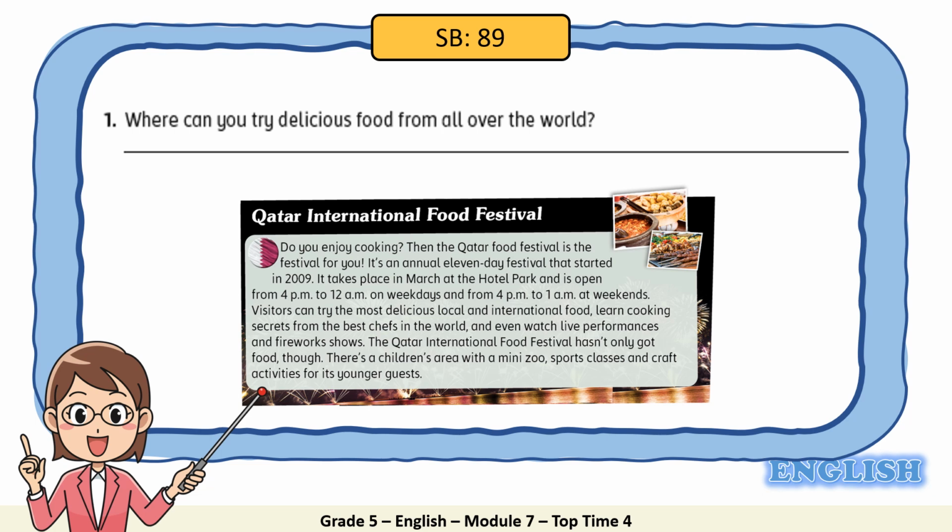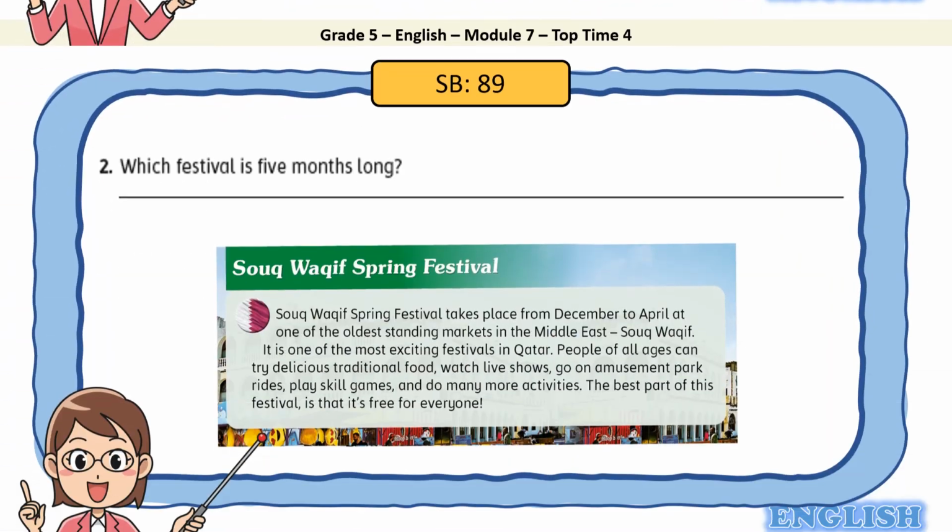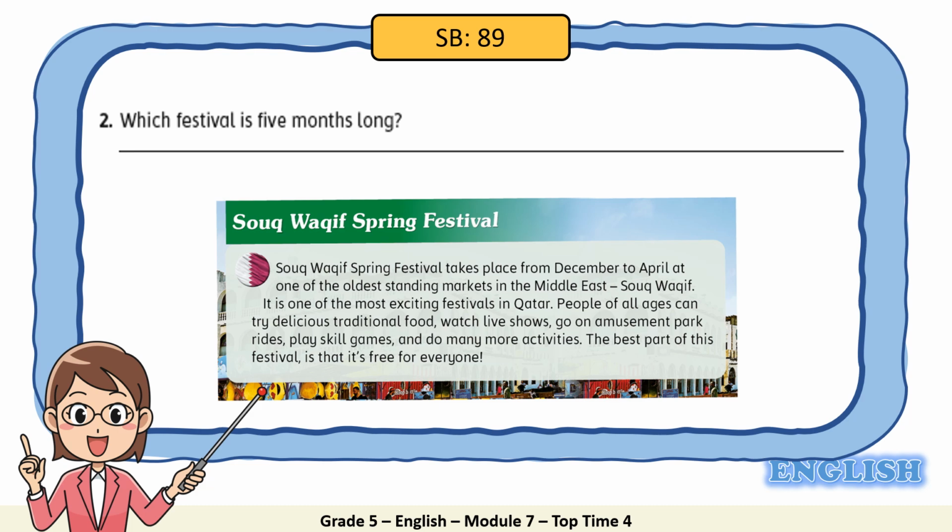Let's check the answers together. Question number 1. Where can you try delicious food from all over the world? You can find the answer here, in Qatar's International Food Festival. Question number 2. Which festival is 5 months long? If you go back to the text, you will see that all the festivals are 1 month long, except for this one, Souk Waqif Spring Festival, because it takes place from December to April.